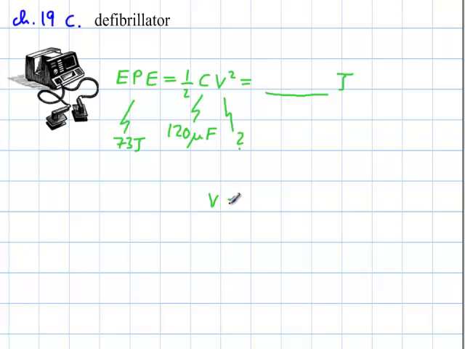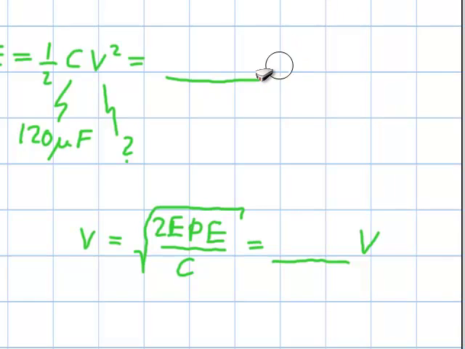So the electric potential energy, therefore, do the algebra on this one here, is 2 times the electric potential energy, divided by the capacitance, take the square root, come up with the electric potential in volts. And I take this one off because I don't need it.